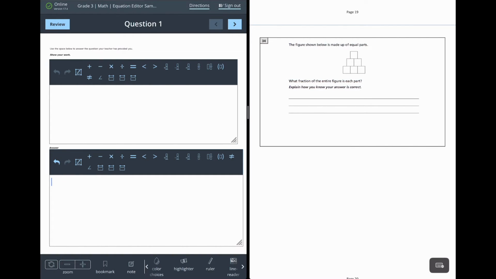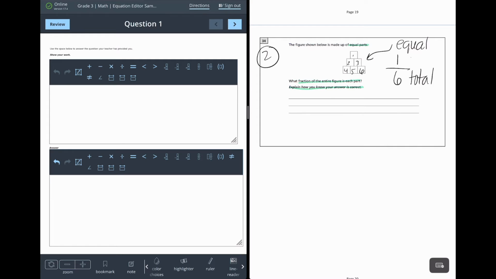Let's look at number 34 together. The figure below is made up of equal parts. What fraction of the entire figure is each part? And explain how we know. So this is a 2-point question. So what do I see here? I know that these are all equal. And I have 1, 2, 3, 4, 5, 6 equal pieces. So I know each piece is 1 piece out of 6.